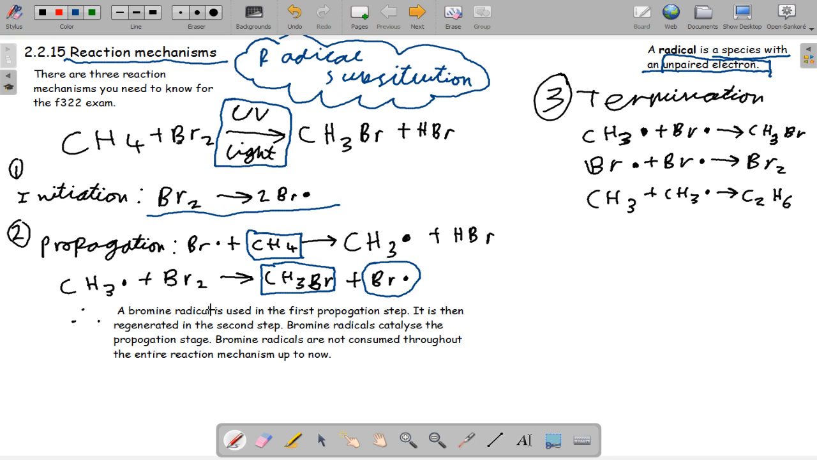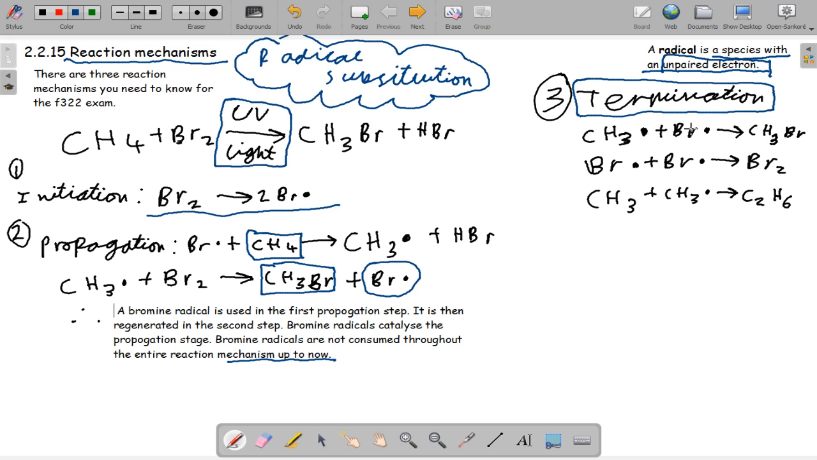So bromine radicals are used in the first propagation step. It's then regenerated in the second step. Radicals are always regenerated until the termination step, when the radicals cancel. They catalyse the propagation stage. Bromine radicals are not consumed throughout the entire reaction mechanism up to now, the termination step.